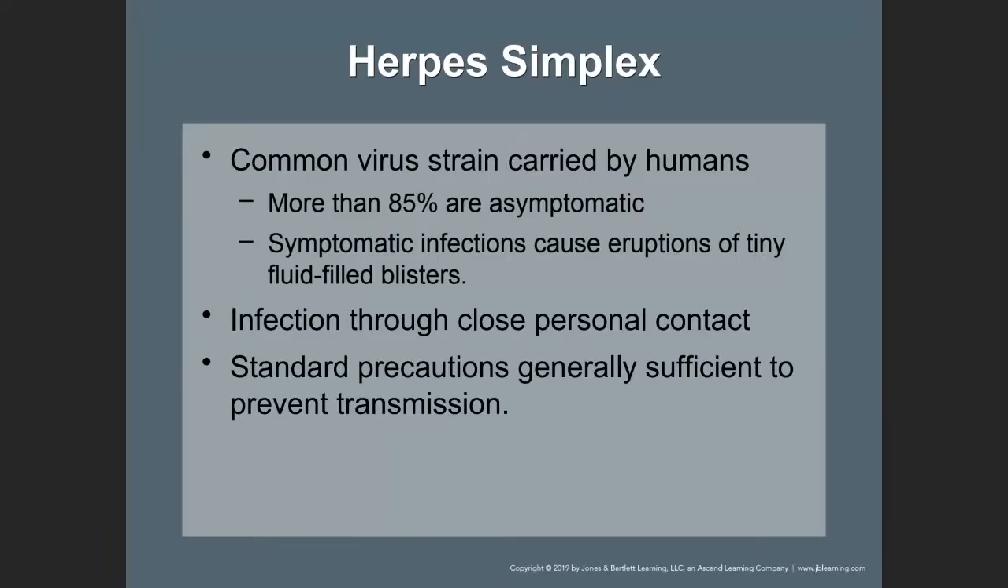Herpes simplex, common virus strain carried by humans. More than 85% of persons who have it are asymptomatic. Symptomatic infections cause eruptions of tiny fluid-filled blisters. Infection occurs through close personal contact. Standard precautions generally sufficient to prevent transmission. So standard precautions will give you good protection.